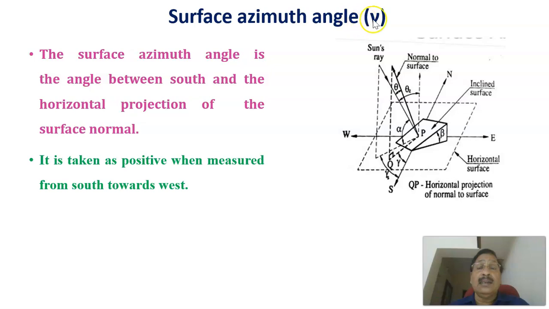Surface azimuth angle, gamma. The surface azimuth angle is the angle between south and the horizontal projection of the surface normal, that is this one, the horizontal projection of this surface. This angle we call the surface azimuth angle, and it is taken as positive when measured from the south towards west, that is, in this direction. Therefore the surface azimuth angle is the angle between south and the horizontal projection of the surface normal, and we call it gamma.